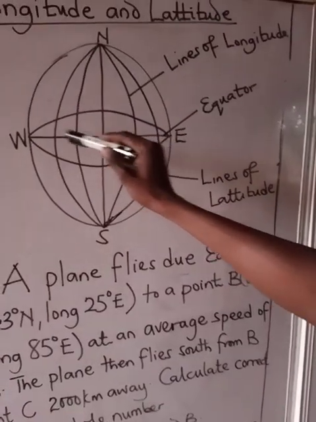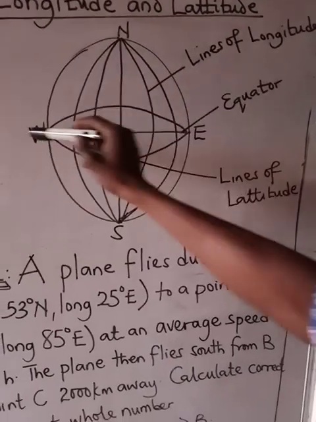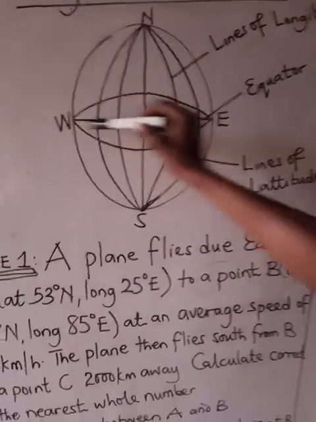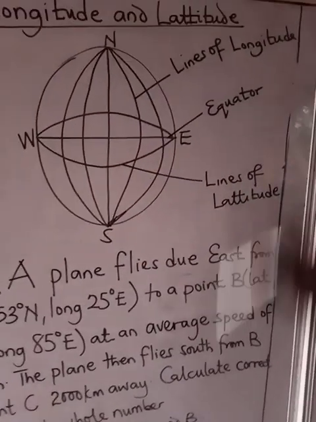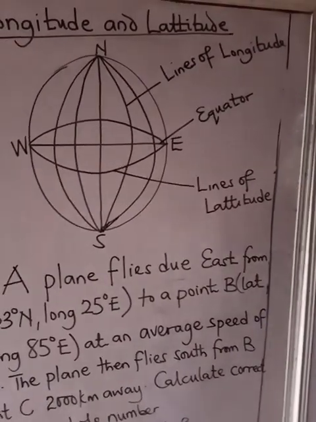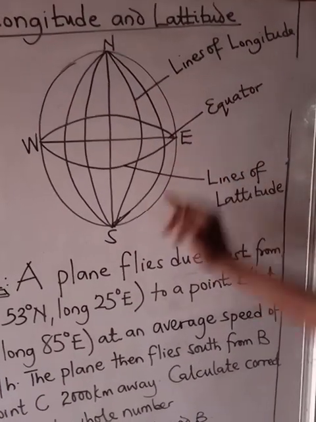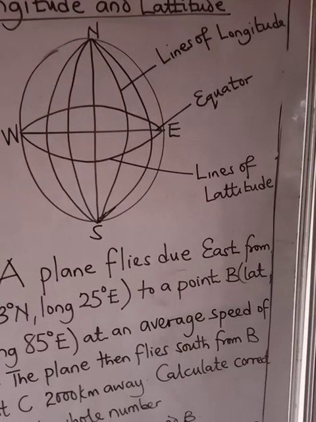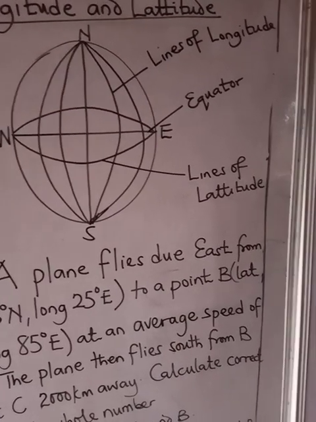So this is the equator, the line that divides it into two. At the center is the equator. These are the lines of longitude. These are the lines of latitude. So we're going to go straight because of time.